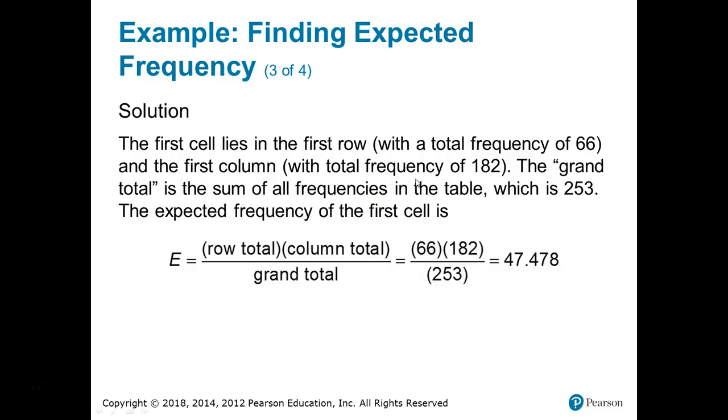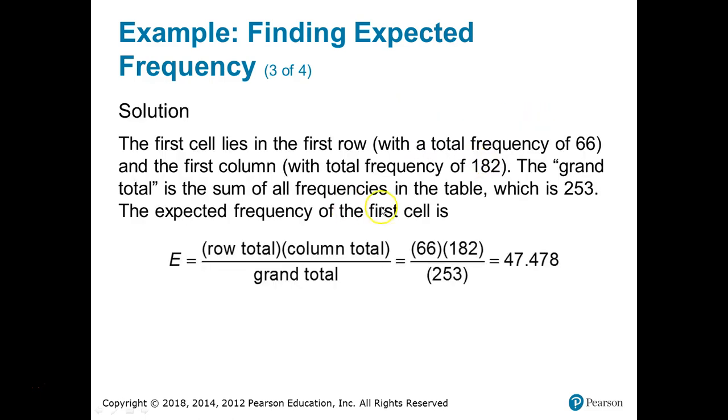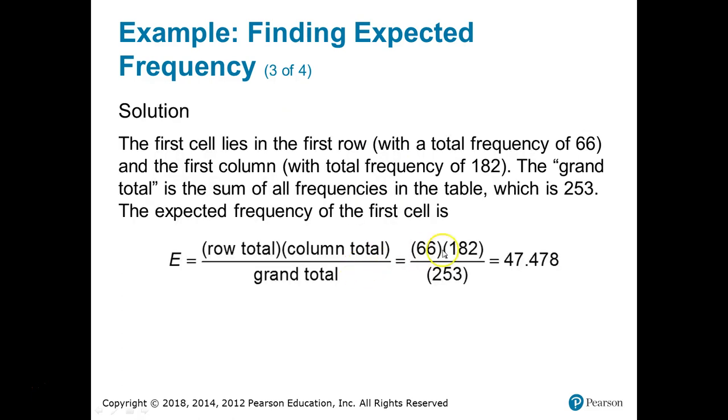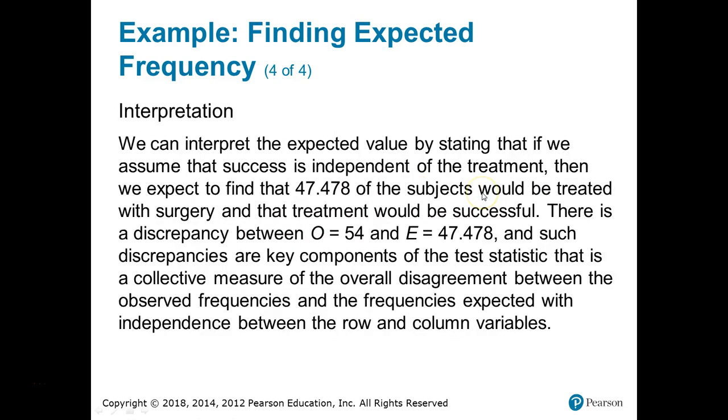So how do we get those expecteds? Well, it's the row total multiplied by the column total divided by grand total. So the first cell in the first row with a total frequency of 66 and the first column with a total frequency of 182. So where does that come from? 54 plus 12 is 66. The column total is going to be 54 plus 41 plus 70 plus 17 is 182. Add those two together is 253. So do the calculation, and then you get your expected frequency. So repeat that process for all of them.